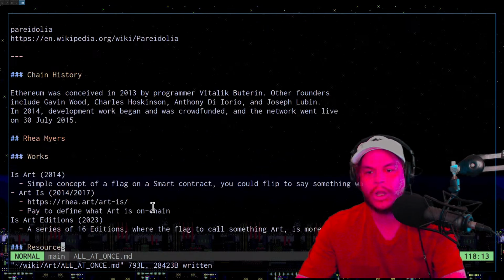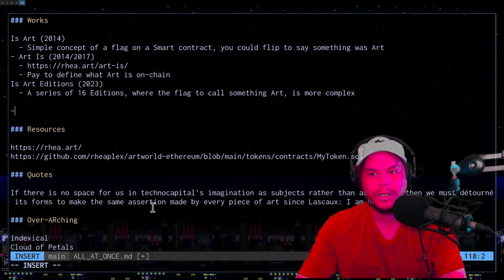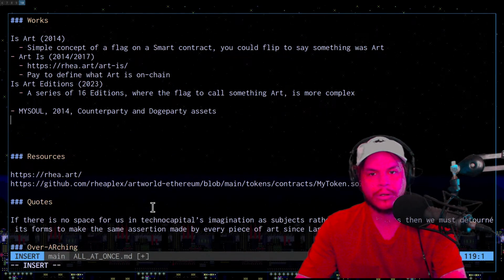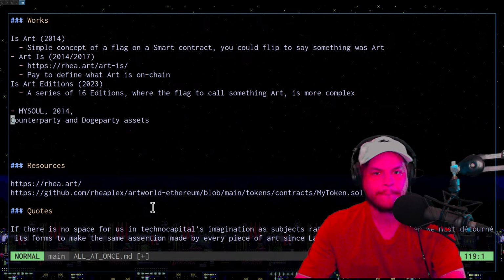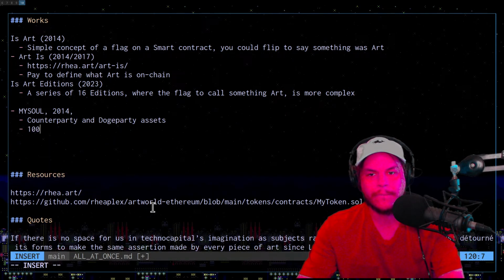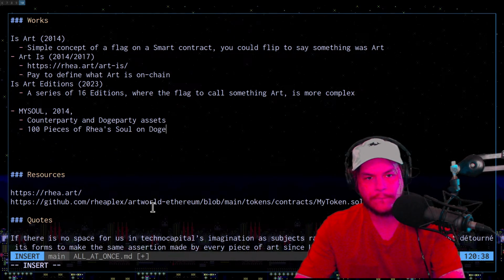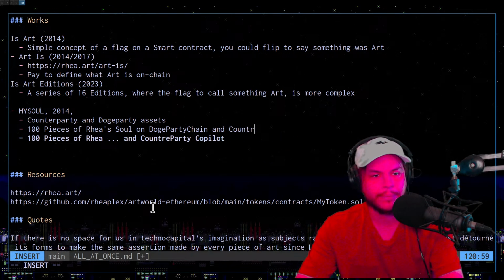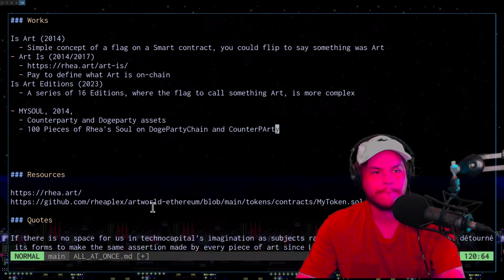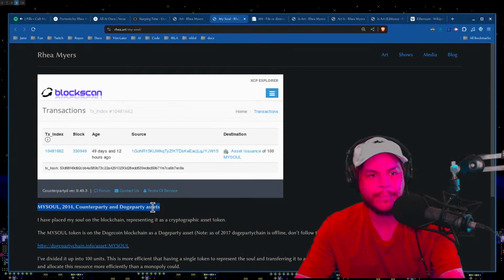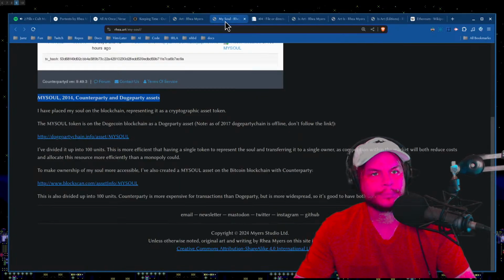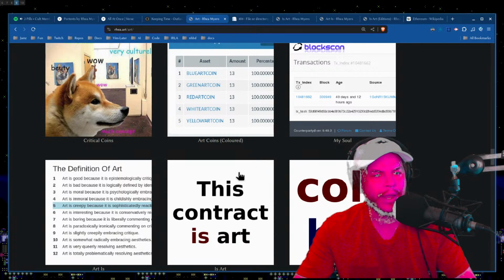But cool. Soul on chain divided up into 100 pieces of Ria's Soul on Doge Party chain and Counterparty. I always want to capitalize the P. Very cool, very cool. From there, we have art coins.